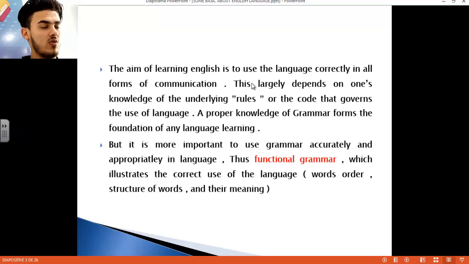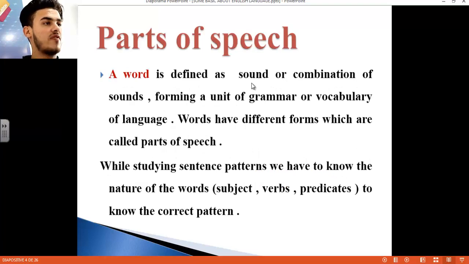Thus, functional grammar illustrates the correct use of the language, word order, structure of words, and their meaning. Here the point is that when you learn word order and the structure of them, you can put them correctly in the sentence, and by that you will be able to produce new sentences and complete ones and transmit your message easily. So, we first have to deal with parts of speech.